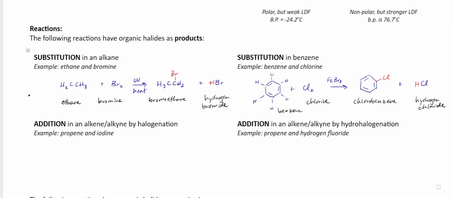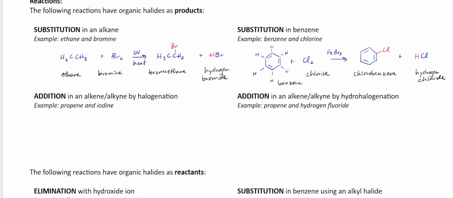All right, let's look at addition in an alkene and alkyne by halogenation. So we look at propene. Propene means that there's a double bond. So H2C, double bond CH, CH3, plus iodine, I2. Because there is a double bond here, double bonds are reactive, so there's no reaction conditions that we need to list here. And then we'll have right here H2C. It goes down to a single bond, CH, CH3. And because it's an addition reaction, the iodine is added directly to the molecule right here.